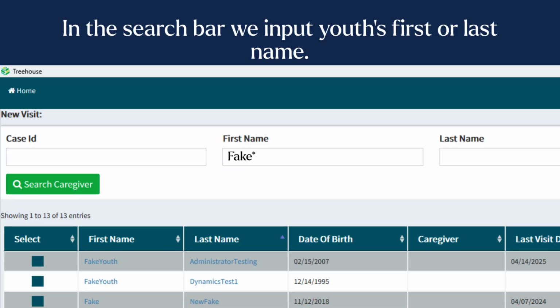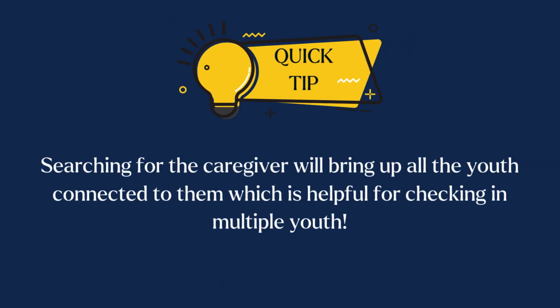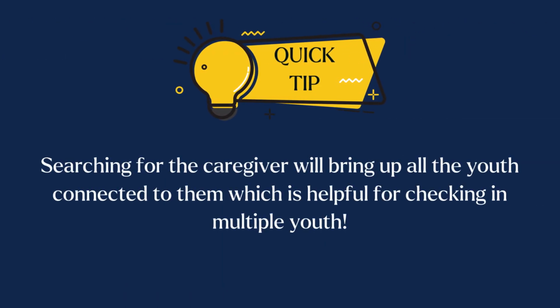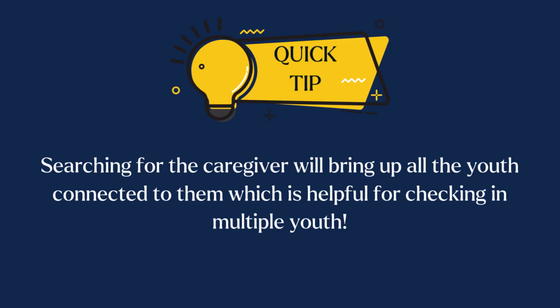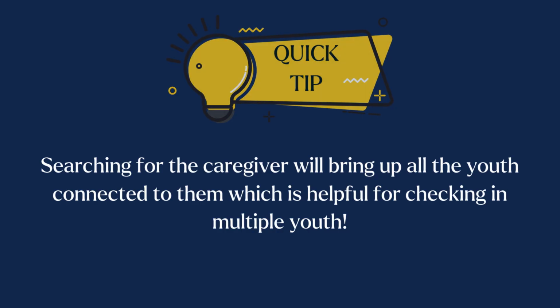Then you'll type the youth's name into the search field. In this example, we will only use the first name and an asterisk, which will pull up every youth with that first name. Quick tip: searching for the caregiver will bring up all the youth connected to them, which is helpful for checking in multiple youth at once on busy store days.